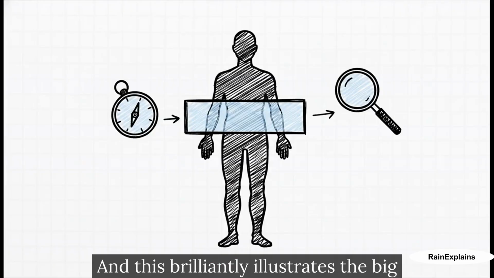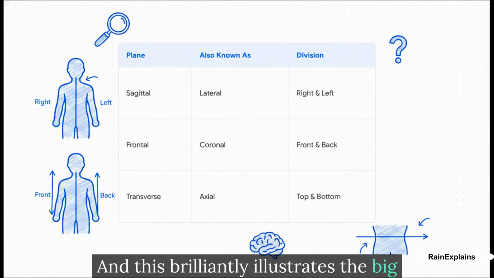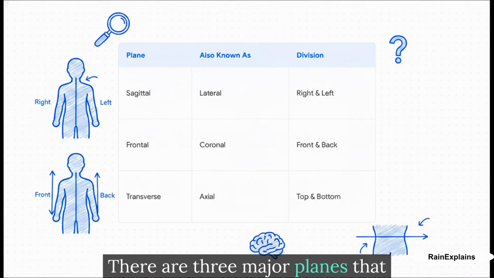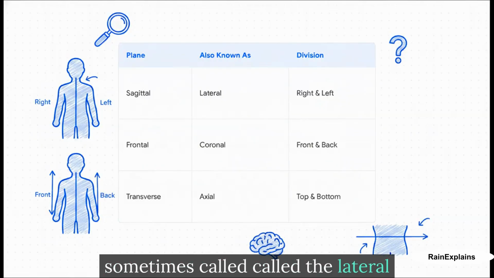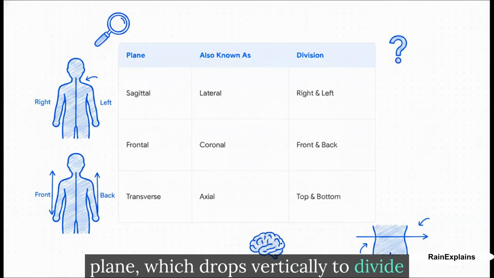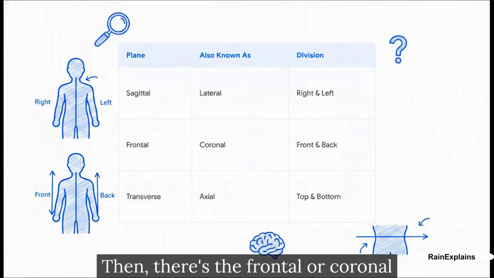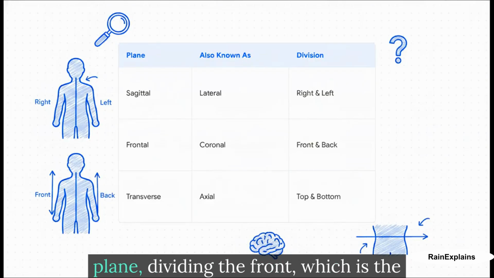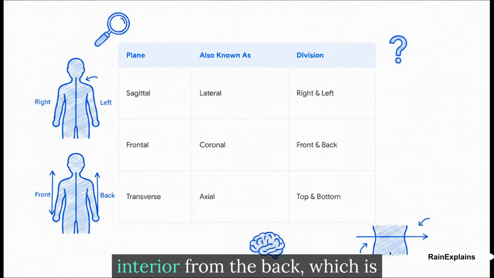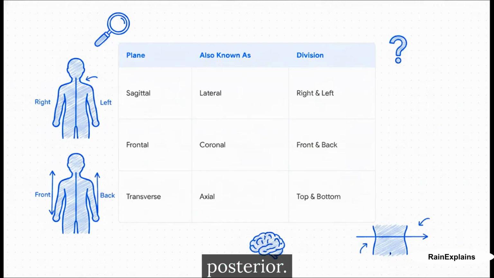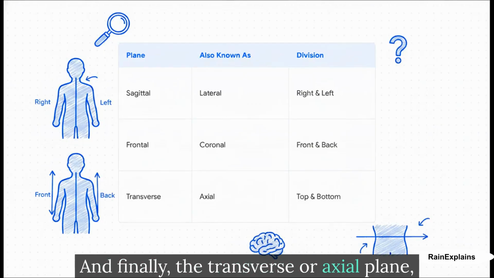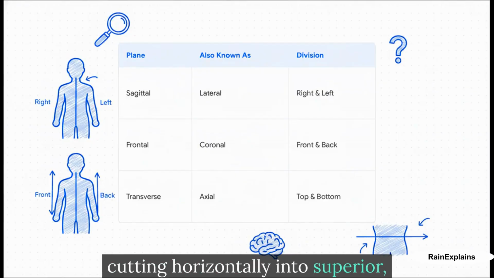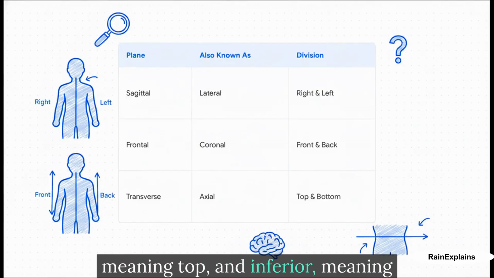And we can do this without losing our spatial awareness or distorting how all these different organs relate to each other. And this brilliantly illustrates the big three. There are three major planes that create this grid. First, you've got the sagittal plane, sometimes called the lateral plane, which drops vertically to divide the body into right and left sides. Then, there's the frontal, or coronal plane, dividing the front, which is the anterior, from the back, which is posterior. And finally, the transverse or axial plane, cutting horizontally into superior, meaning top, and inferior, meaning bottom.